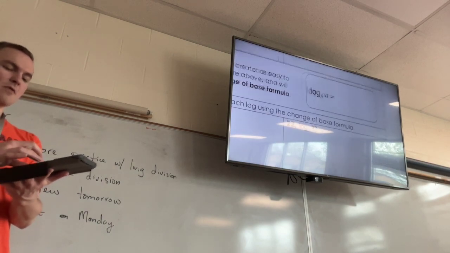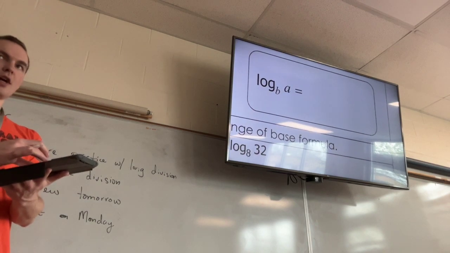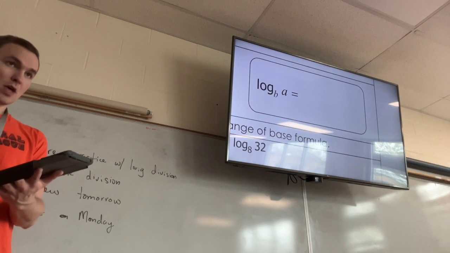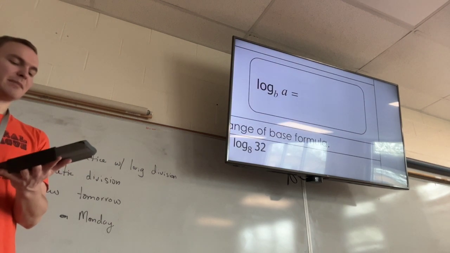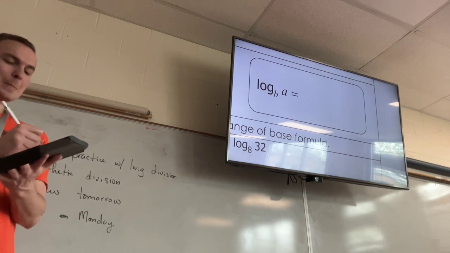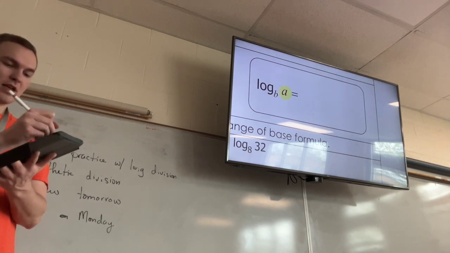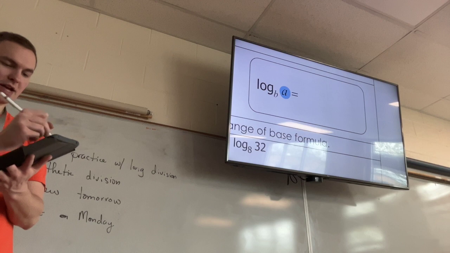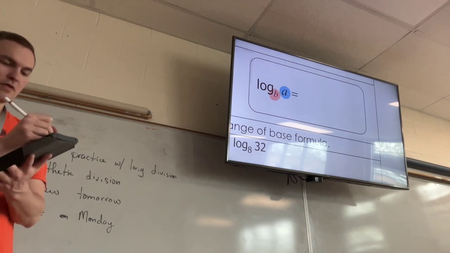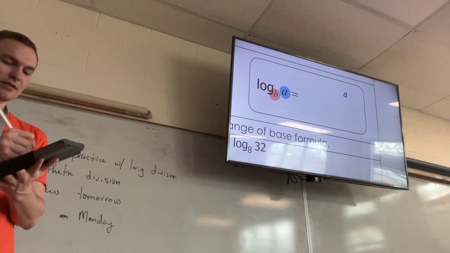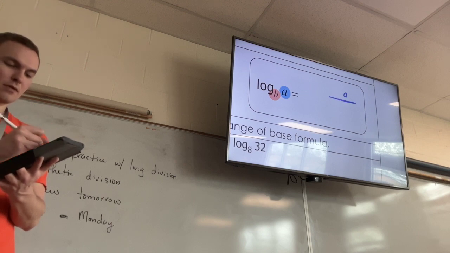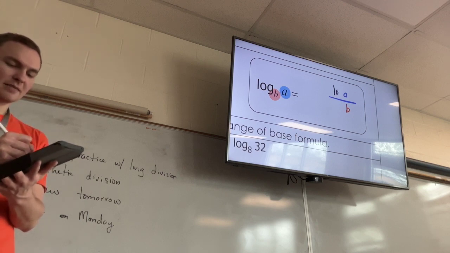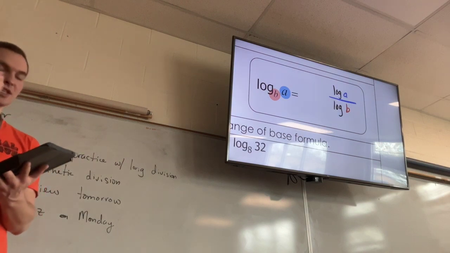So right here, we're going to learn a rule used to evaluate these last 6, okay? That rule is log base b of a. Think of it as this: a over b, then write the word log next to both of those. That's how I think of this formula in my mind.